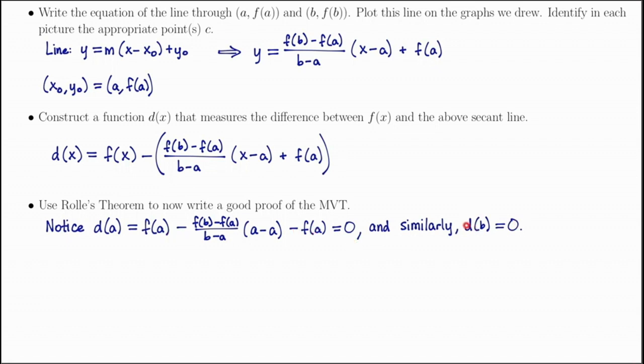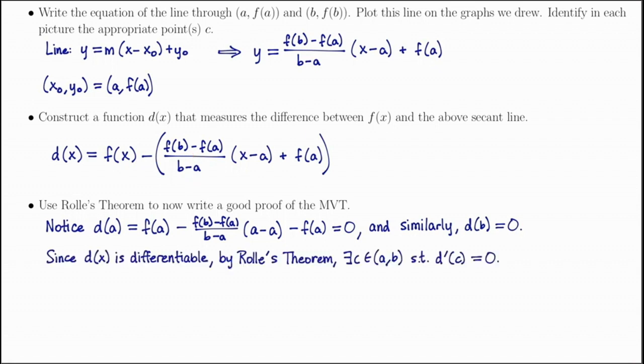A little bit more work shows that D of b is also 0, which we would expect because both our function and the secant line pass through the endpoints. D is the difference of f, which is differentiable, and this line, which is also a differentiable function. So D is differentiable. Since D satisfies the hypotheses of Rolle's theorem, I know there's some interior point c where the derivative of D at c equals 0.